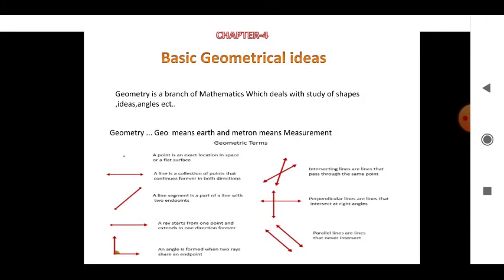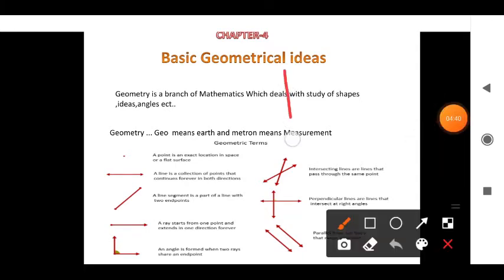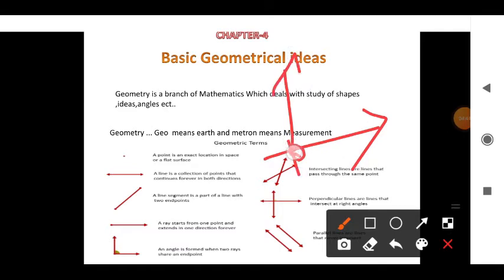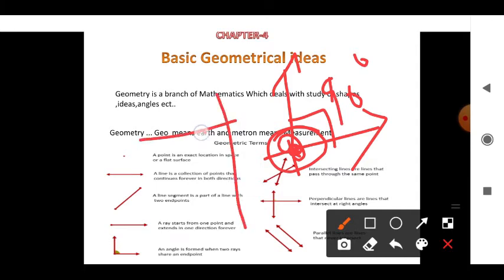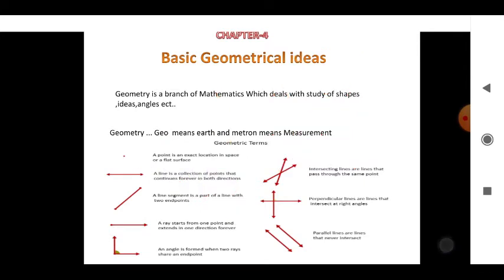Perpendicular lines are lines that intersect at a right angle. Perpendicular lines always intersect at a right angle. It intersects, that is most important, at a right angle. So a right angle means how many degrees? 90 degrees. Perpendicular lines always intersect at 90 degrees.